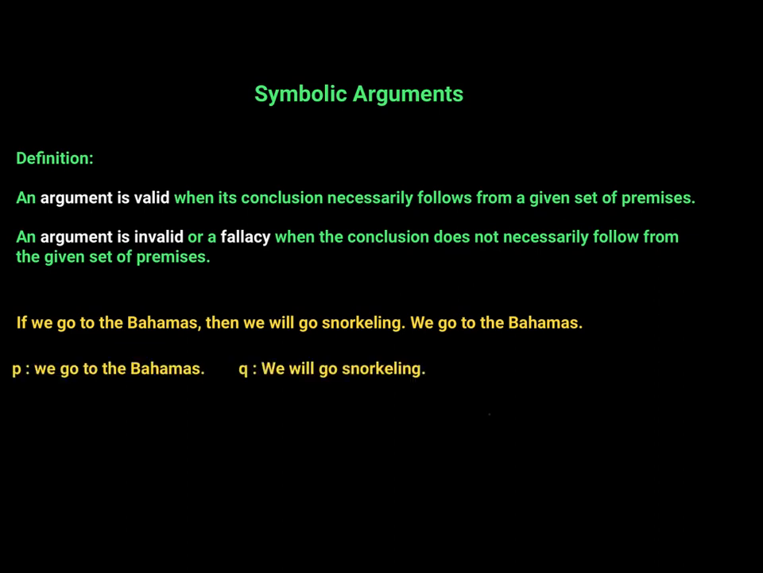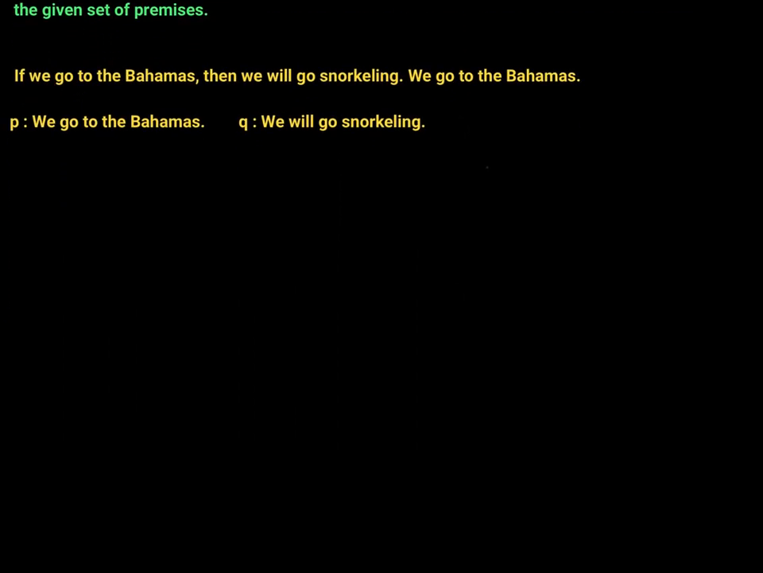So if I let P represent the statement, we go to the Bahamas, and let Q represent we will go snorkeling, then symbolically this argument can be written in the following way. Now take close notes here. Take really good notes. All right, so I'm going to move this up just a little bit. All right, so this is how we're going to write it, folks.